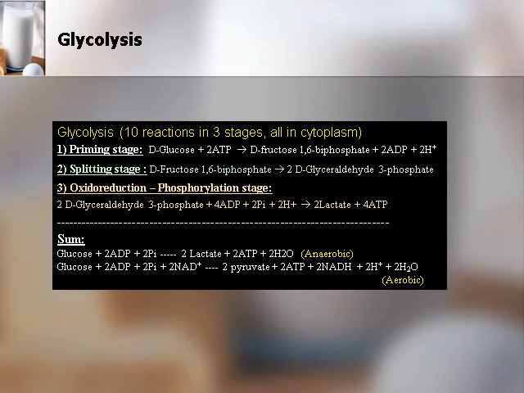We can divide the 10 reactions of glycolysis into 3 stages which occur in the cellular cytoplasm. The first stage is the priming stage, in which glucose is trapped in the cell and destabilized. The second stage is the splitting stage. Two interconvertible 3 carbon molecules are generated from the cleavage of 6 carbon fructose. And the third stage is the oxidoreduction phosphorylation stage, in which ATP is generated. We will discuss all these steps in the incoming slides.